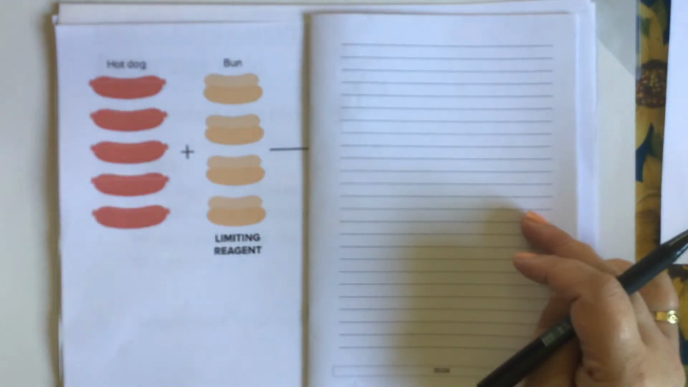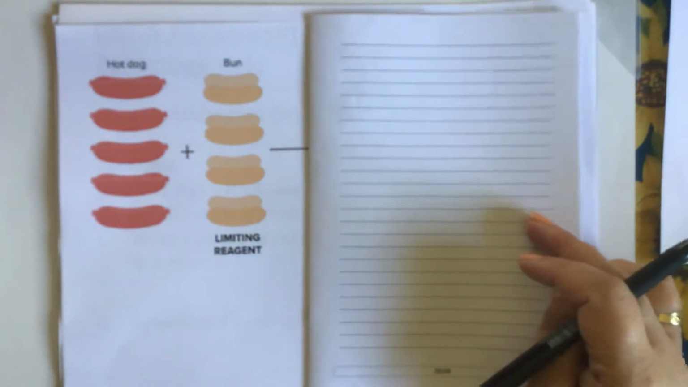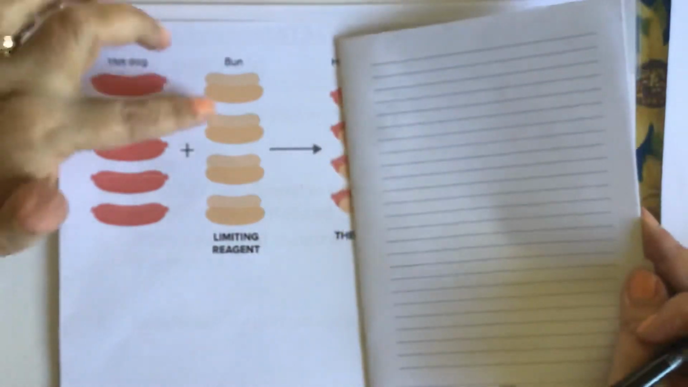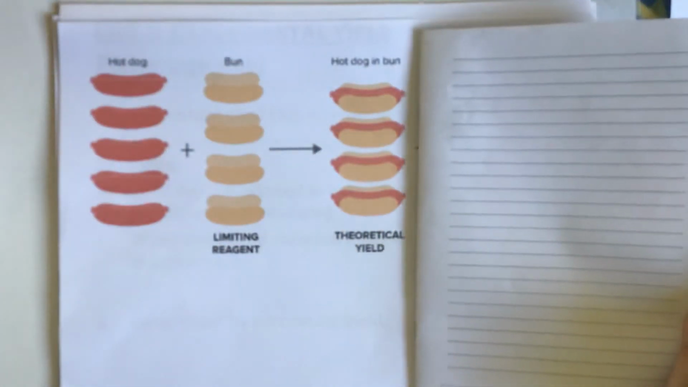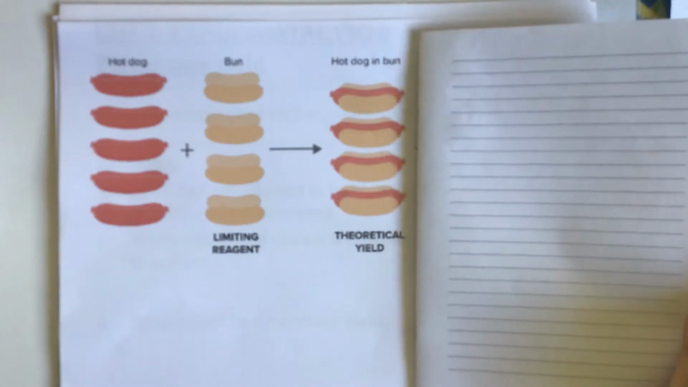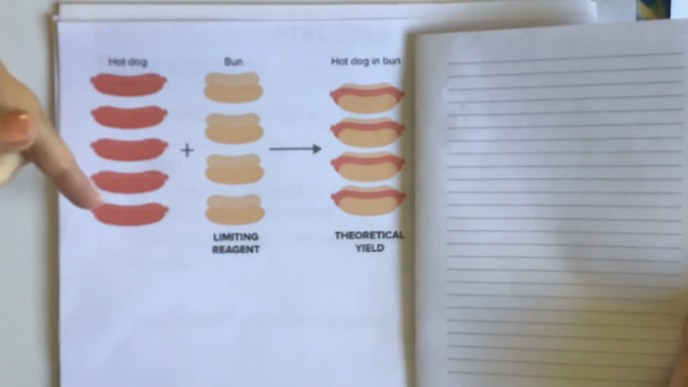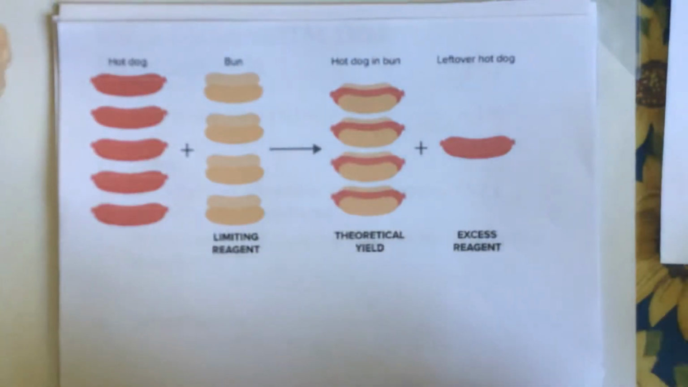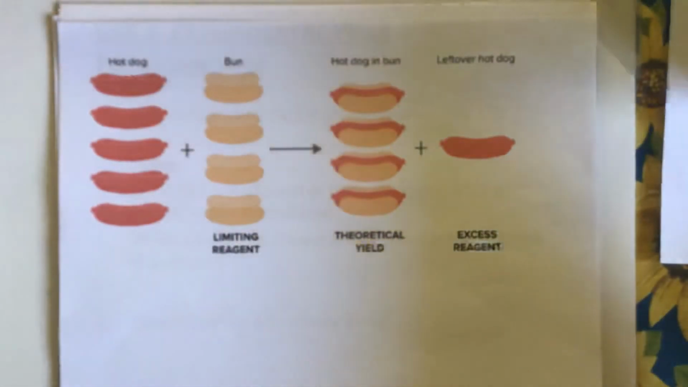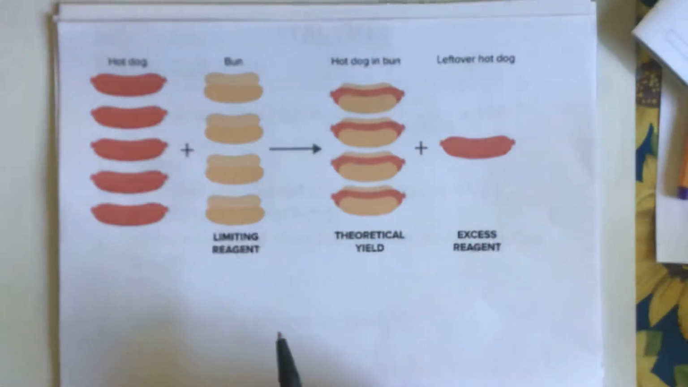So theoretically, how many hot dogs can we produce? So 1 to 1 makes a total of 4 hot dogs then, right? So that's my theoretical yield, and I'm left with one Vienna, and that Vienna is then called my excess reagent, the leftover Vienna, right? So that is now what we think of what's going to happen when we start, and we're going to theoretically make 4 hot dogs.